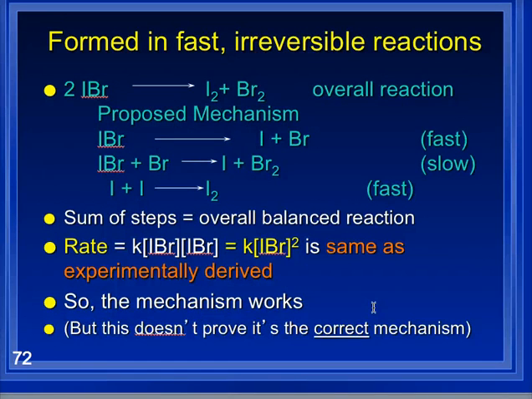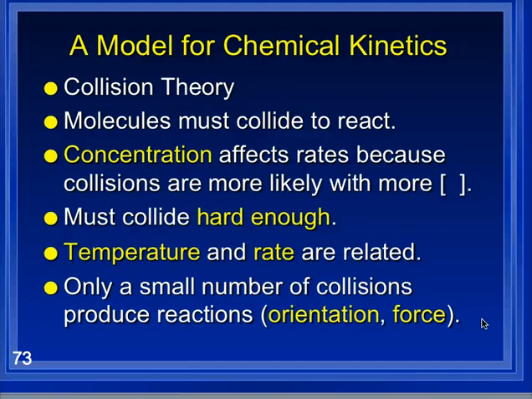So in summary, a proposed mechanism can coincide with the experimentally determined rate law. This shows that the proposed mechanism is one possible one, but it doesn't mean that it's the correct mechanism. Much more advanced studies would need to be done, and that is, again, beyond the scope of the class. So, the next stage of discussion of kinetics involves collision theory and activation energy.